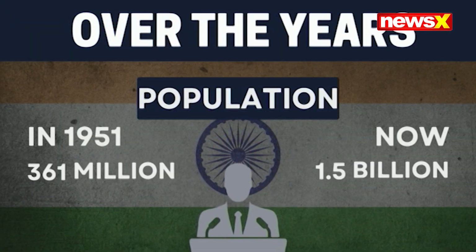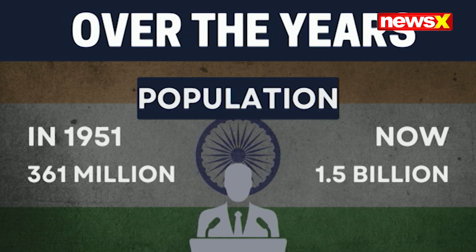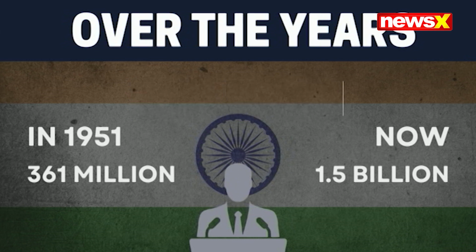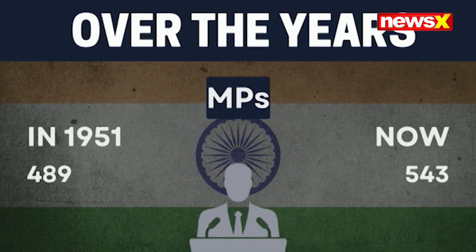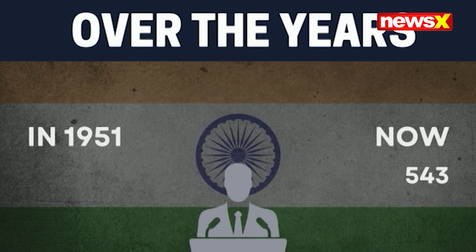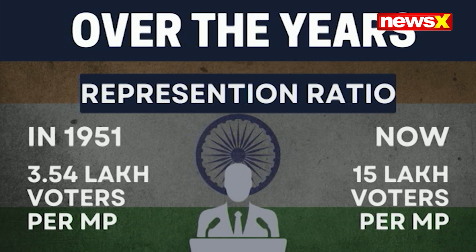assemblies. Now, in order to understand representation, we need to understand how many of us does one MP represent. Now, over the years, this has changed in India. Let's talk about 1951 first. The population of India in 1951 was 361 million. How many MPs were there? There were 489 MPs at that time. Now, each MP back then represented 3.54 lakh voters.